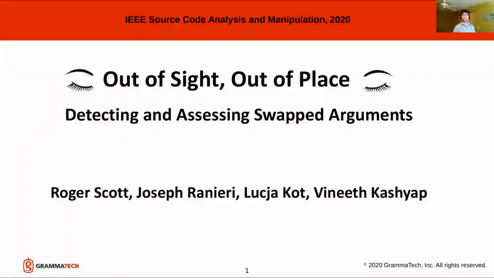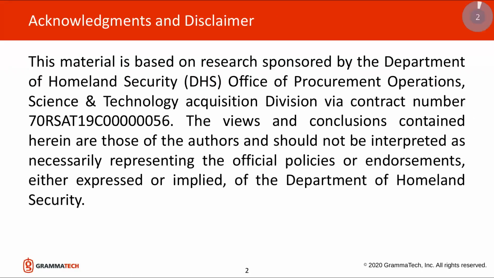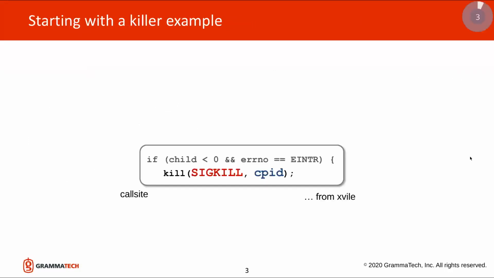Today I'll be talking about our work on developing a static analysis checker for detecting swapped argument errors in C and C++ applications. This is work done jointly with Roger Scott, Joe Ranieri, and Lucja at Grammatech. Our research was funded by the DHS Science and Technology Division. Let's jump right into it with a kill example.